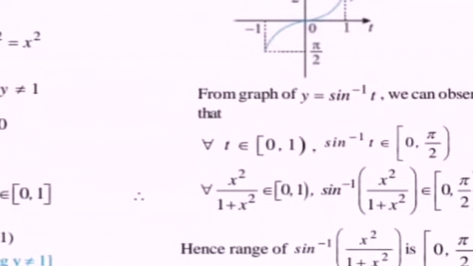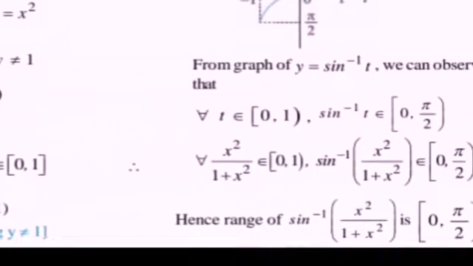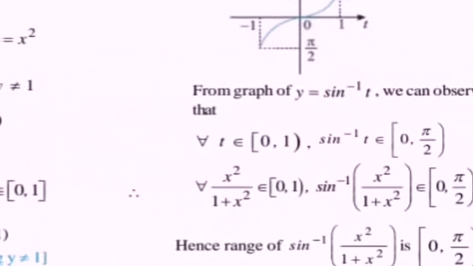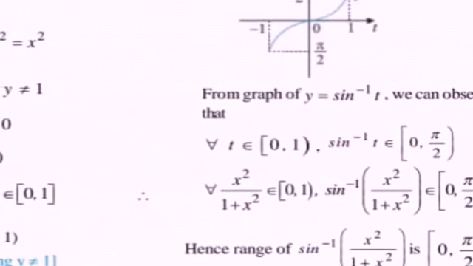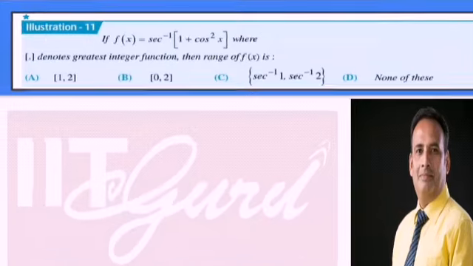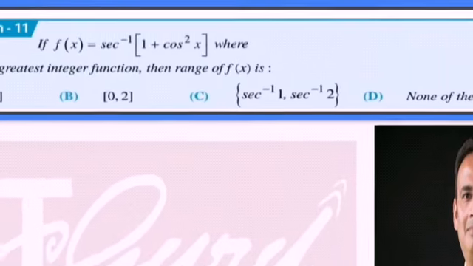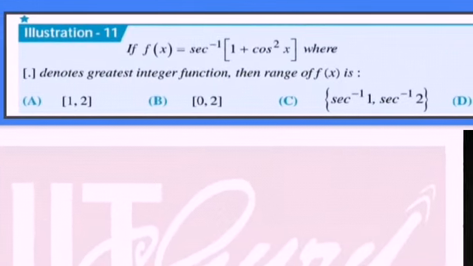Let's take one more illustration. If f(x) equal to sec inverse of [1 plus cos square x], where this bracket denotes the GIF function, what is the range of f(x)? How to find the range? As I have already told, to find the range of such type of function, inverse function, GIF, wherever there is a discontinuity, without finding the domain, if you find the range, then you will find a fallacy. So let's go for the domain first of all.